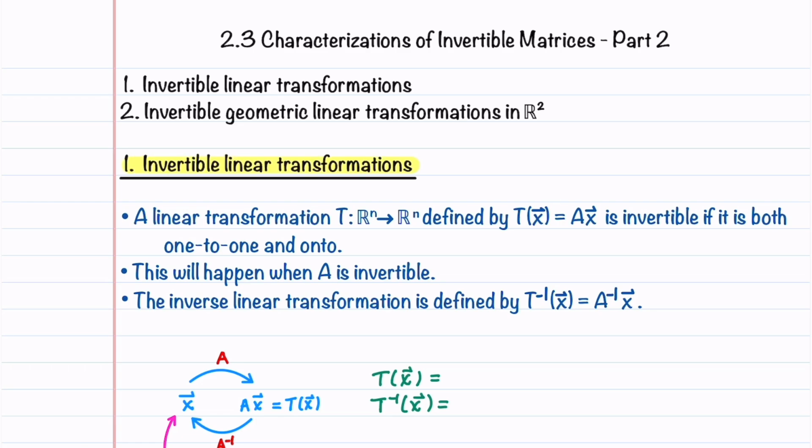A linear transformation T from Rn to Rn, defined by T of x is equal to A times x, is invertible if it is both 1-to-1 and onto. A transformation is going to be 1-to-1 and onto when matrix A is invertible. This inverse linear transformation is defined and written as T inverse of x is equal to A inverse times x.